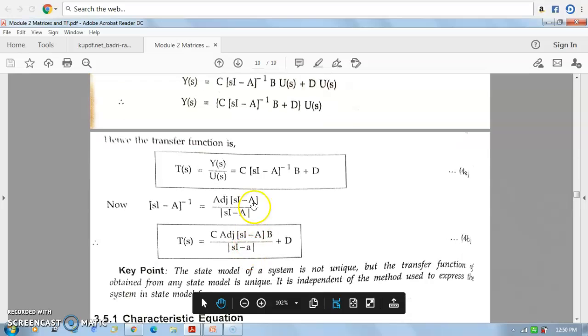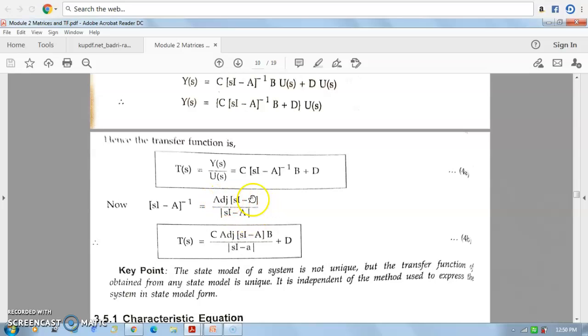So you know that the inverse of a matrix is equal to what? Adjoint of the matrix divided by the determinant. Adjoint means first find the minors, next change the signs of the minors to get the cofactors, and the transpose of the cofactors is the adjoint. Then the determinant of the matrix. Okay, so this is about the transfer function. We have to see one problem.